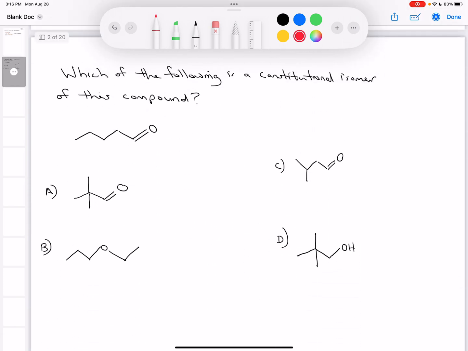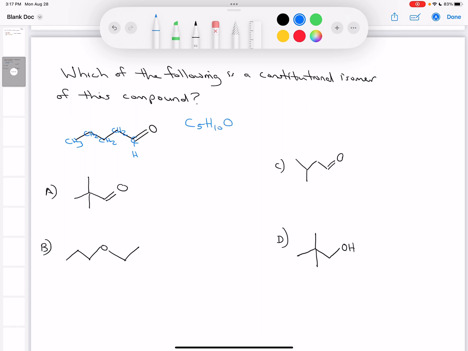The next question that came up was this one: which of the following is a constitutional isomer of this compound? And so it's referring to this aldehyde here. Keep in mind this is a bond line structure. There are many atoms that aren't written here, right? So we always leave out all hydrogens. So there's a hydrogen here. There's a carbon here. This is a methylene or a CH2. This is another methylene, another methylene, and a methyl group over here. So we have a total of 5 carbons. So this is C5. If you count the hydrogens, we have 10 hydrogens and 1 oxygen.